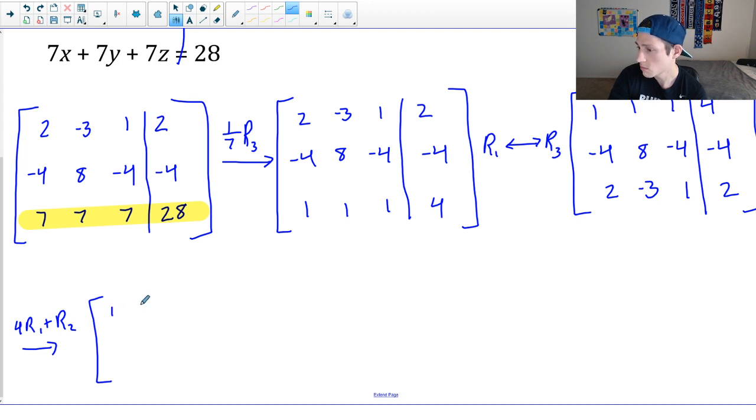Row 1 is going to stay the same, 1, 1, 1, 4. Row 2 will change, however. 4 times 1 is 4 plus negative 4, 0. 4 times 1 is 4, 4 plus 8 is 12. 4 times 1 is 4, 4 plus negative 4, 0. We got another 0. It's kind of nice. 4 times 4 is 16, 16 plus negative 4, 12. So it's 0, 12, 0, 12. Interesting. And row 3 stays the same.